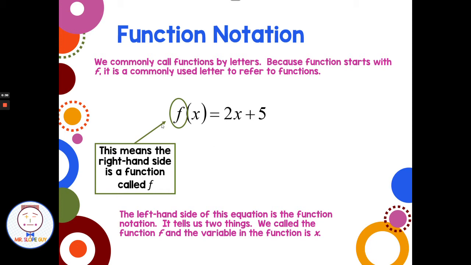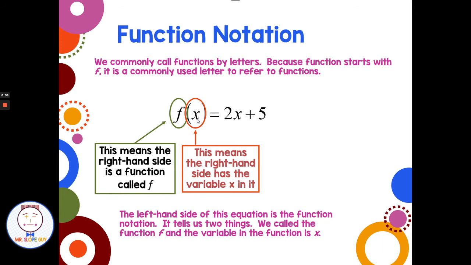We letter this with F, and we might use F, we might use G, we might use H, or different words that start with different letters. F is a common one because function starts with the letter F. So this left side of the equation is in function notation. It tells us two things. We call the function F, and the variable in the function is X. So this is read F of X.